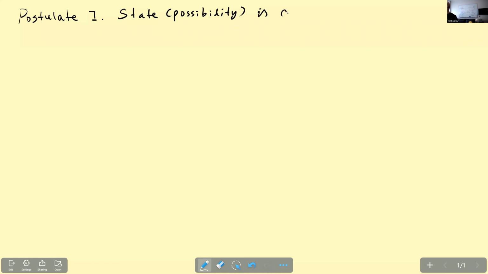Okay, so we have discussed some formalism of quantum mechanics, right? Like how to denote a state. So we said that the state in quantum mechanics is a ray, actually a non-zero ray in the Hilbert space, right?